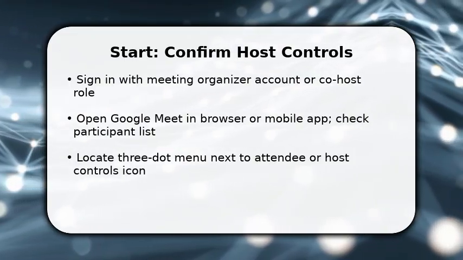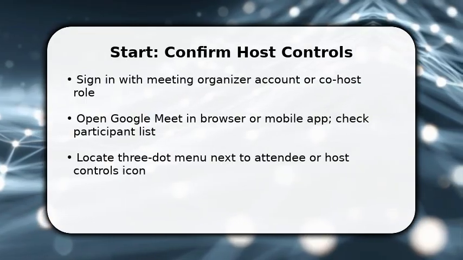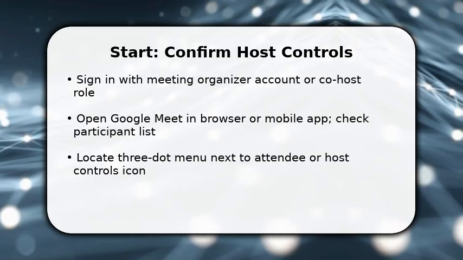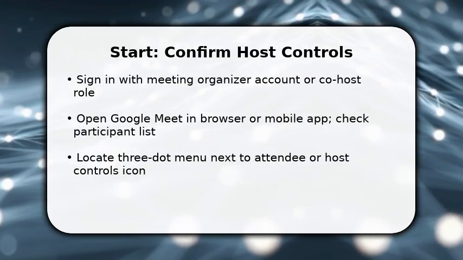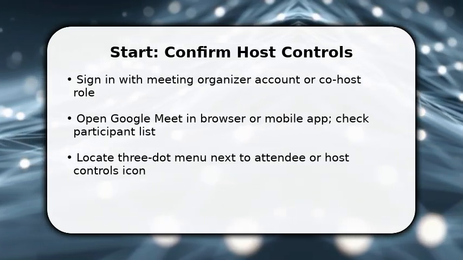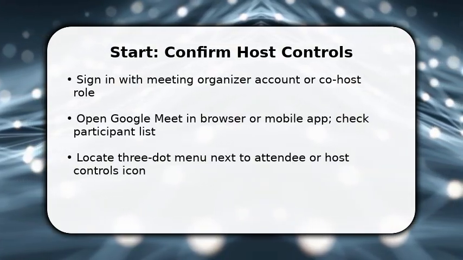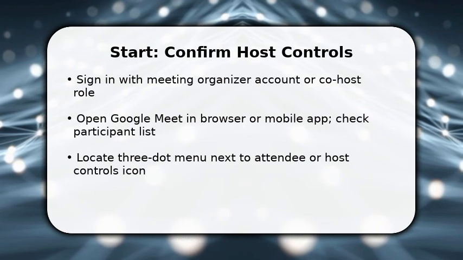Next, find the three-dot menu next to the person's name or tap their tile. That menu exposes moderation options. Do this immediately to avoid disruptions, because only authorized hosts can eject or deny re-entry. If you don't see controls, make sure you're using the account that started the meeting.